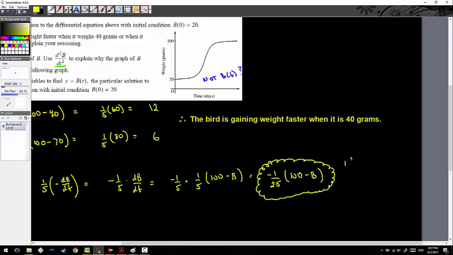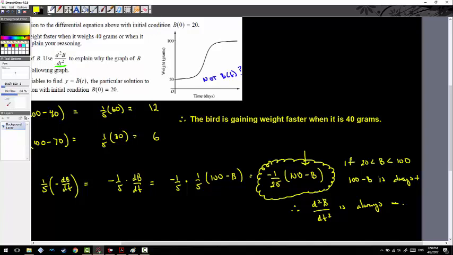If B was in between 20 and 100, that means that this piece right here, the 100 minus B, will always be positive. That's a problem, because if this piece is always positive, being multiplied by the negative 1 over 25 means d squared B over dt squared is always negative.